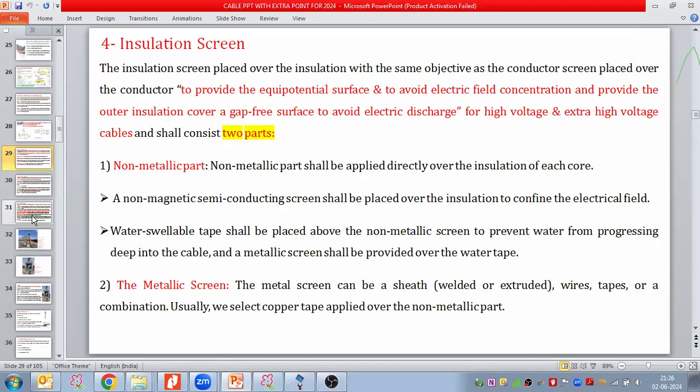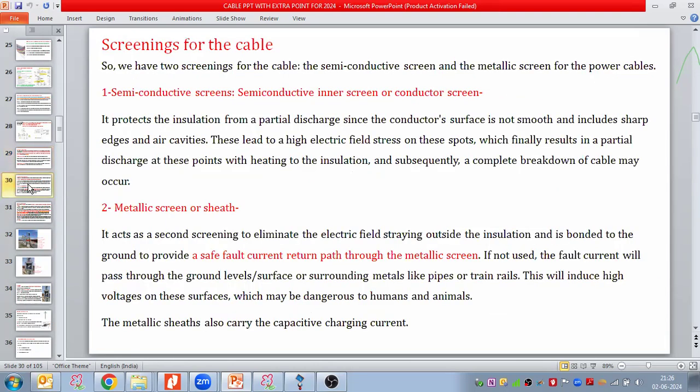Conductor, then screening, then insulation screening. So we are discussing the insulation screening. What is the conclusion now? This cable has two screenings. The first screening is the conductor screening. So we can say that we have two screenings for HT cables. I'm talking about HT, HV, and extra high voltage cables. We have two screenings for the power cable, the semiconductive screen and the metallic screen.